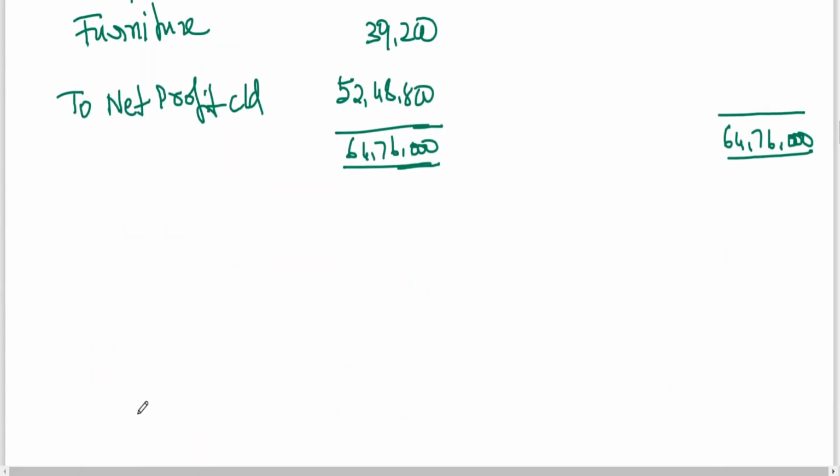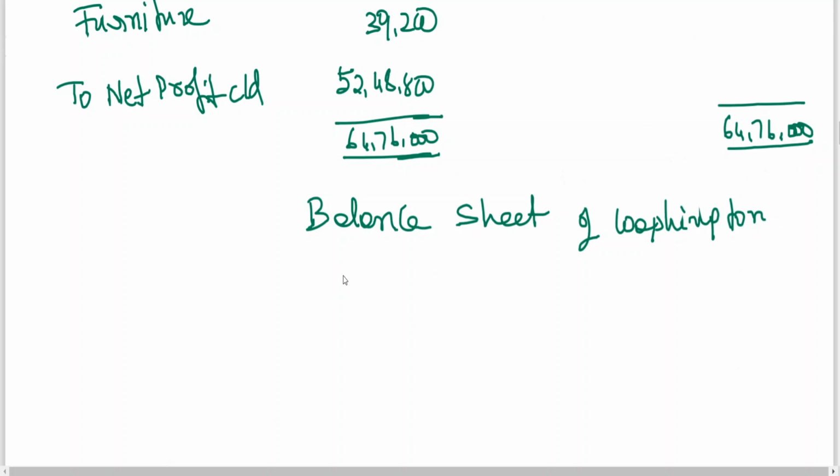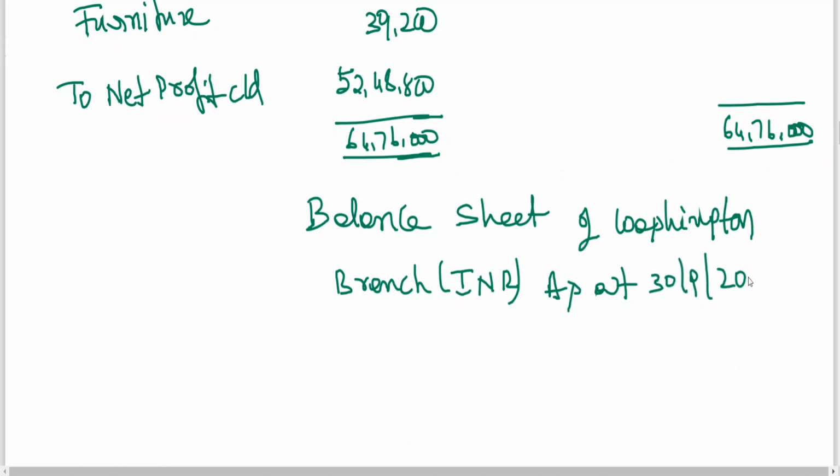Now you need to go for balance sheet. Now you are preparing balance sheet of whom? Branch. Balance sheet of Washington branch as at 30th September 2016.